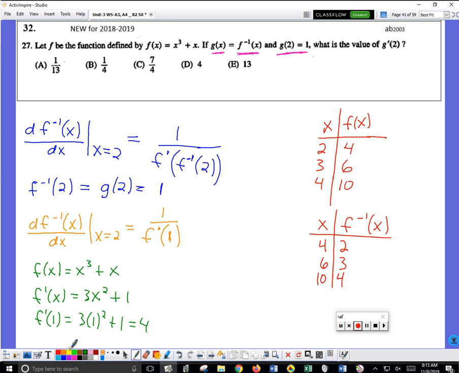Brianna, where are we at? So now we know this is going to equal 1 over 4. How many knew that we needed to do that? 2 points, 3 for Brianna.